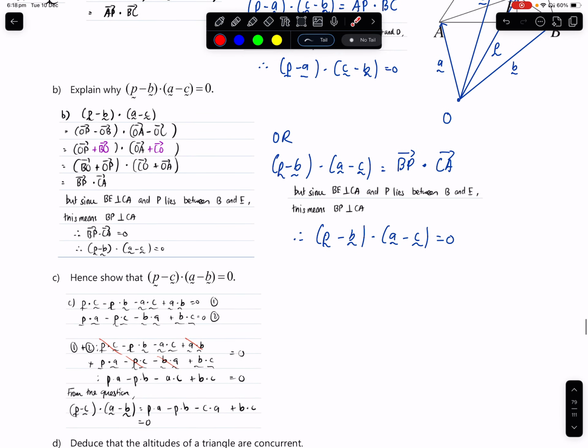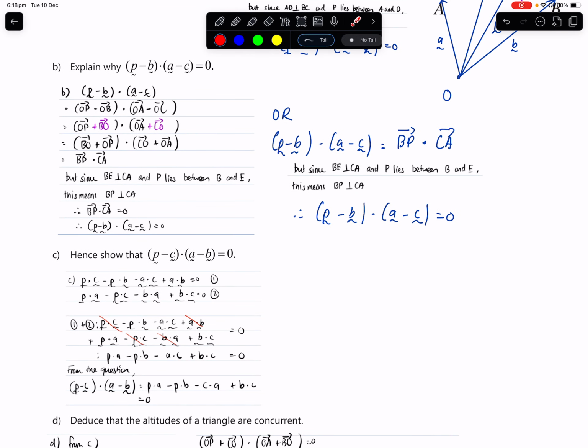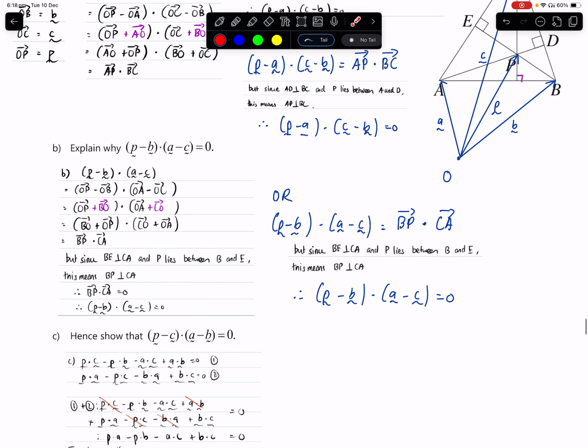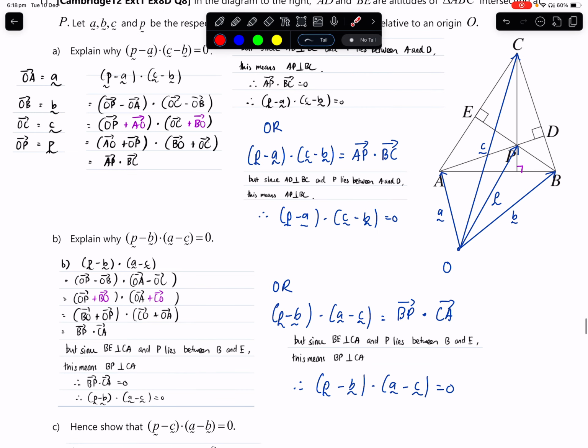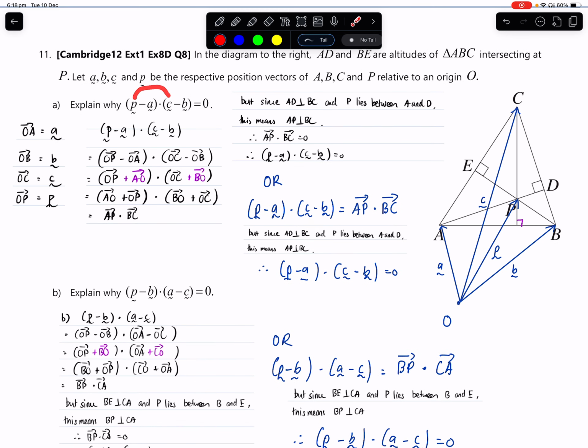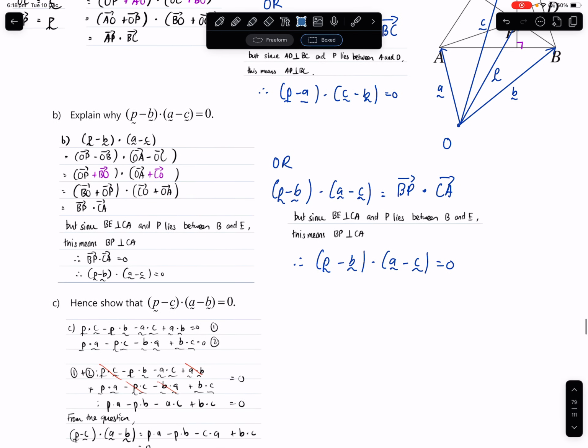As for part C, we'll hence show that (P minus C) dot product (A minus B) gives you 0. This one's rather hard. How you would do this one is you would expand it out. If you expand, P dot C and P dot B. Let me just grab this down so you can see that. This is from part A.